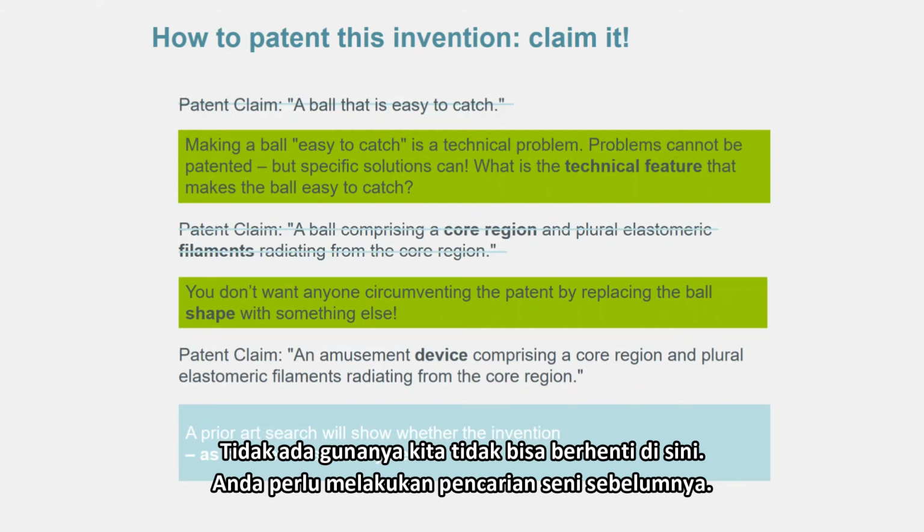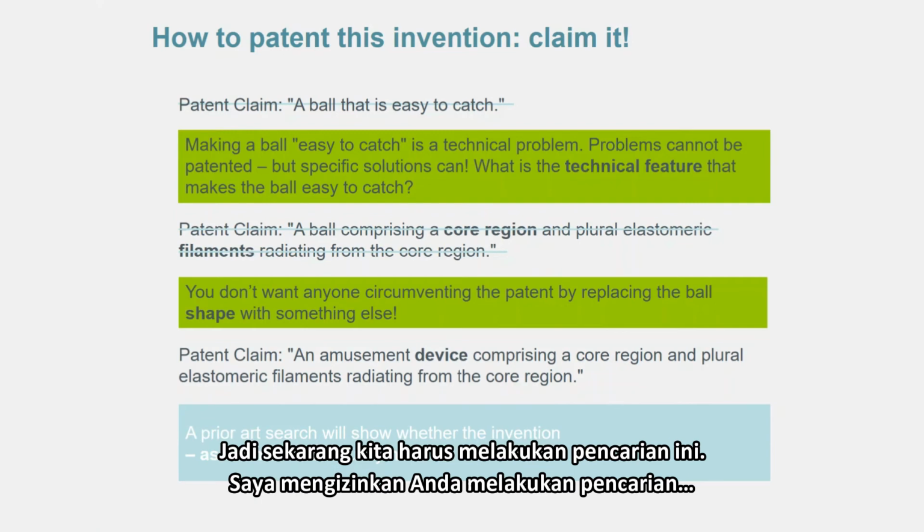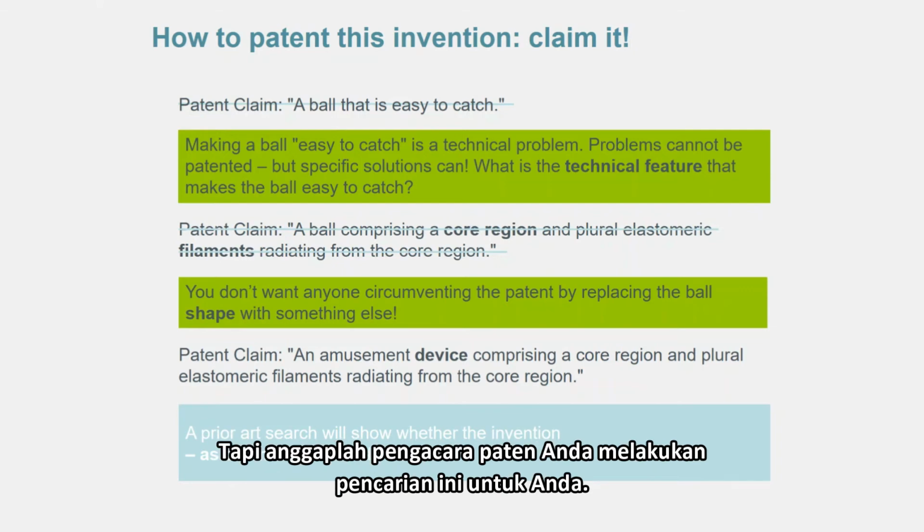Now, the point is we cannot stop here. You need to do a prior art search, and that prior art search will show whether the invention, as you claim it here, is actually new or not. So now we have to do the search. I let you do the search after the third part of this series, so we don't talk about the search, but let's think that your patent attorney did the search for you.